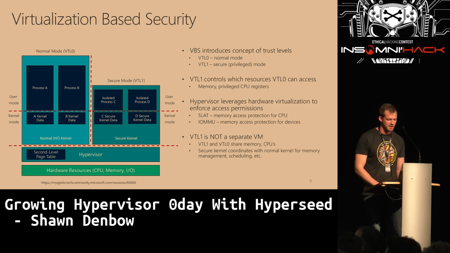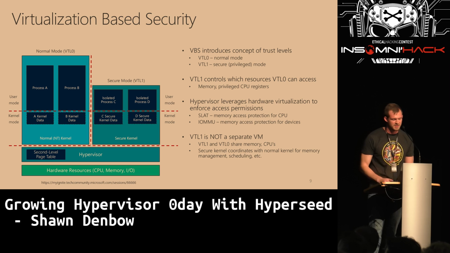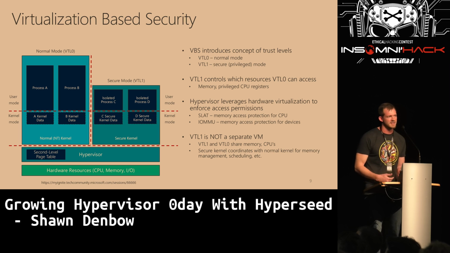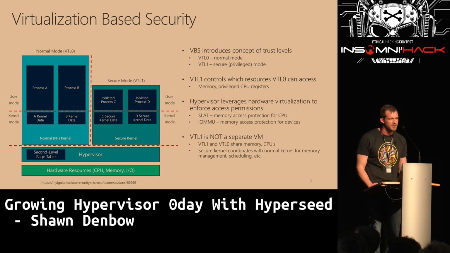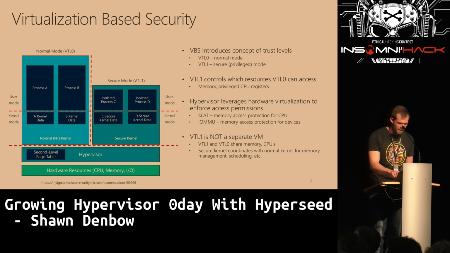The way these trust levels get these memory restrictions, I hinted at it earlier, is they use nested page tables, or that second level address translation. They can essentially program this to wall off portions of memory. You also have the concept of the IOMMU, which stands for the IO Memory Management Unit. This provides services like DMA remapping and interrupt remapping. So if you have a malicious device, it can't perform DMA on a higher level trust level or another partition that it's not assigned to.